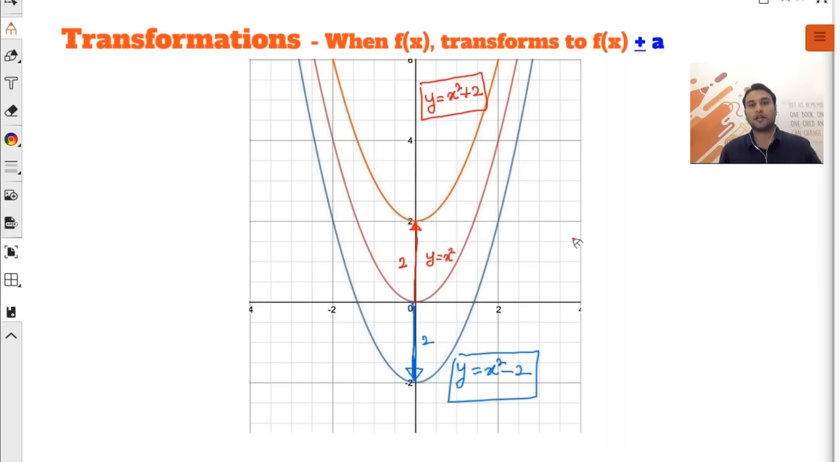Add a number to the function, the graph goes up. Subtract a number from the function, the graph goes down. And this transformation is what we call a vertical transformation. It is called a vertical transformation.